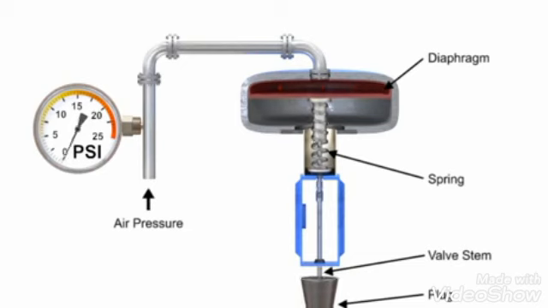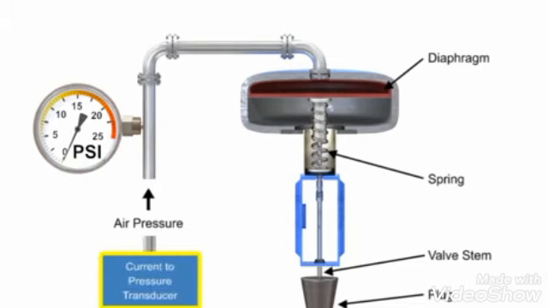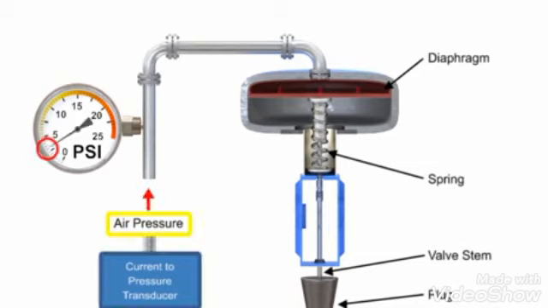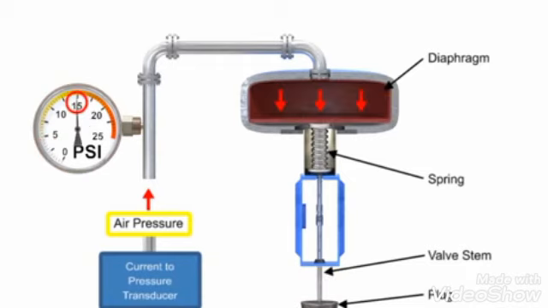To vary the position of the restrictor and flow through the valve, a current-to-pressure transducer can be used to provide a 3 to 15 psi signal to the diaphragm. At 3 psi, the valve is maintained open, and at 15 psi, the valve is maintained closed.